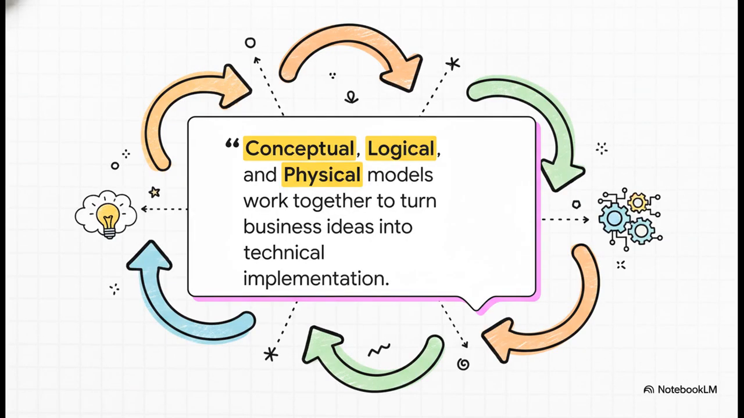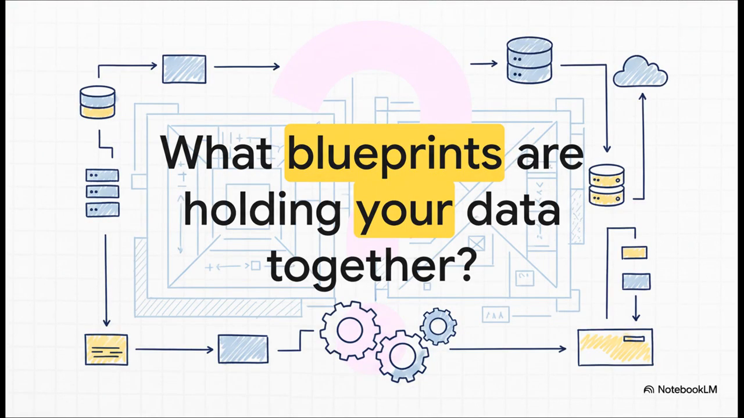And really, that's the core message. These three models aren't just separate bureaucratic steps you have to check off a list. They are one single connected pathway. A powerful system that's designed to carefully and accurately turn a business idea into a technical reality. So the next time you're scrolling through your favorite app, just take a second to think about the invisible architecture that's humming away underneath it all. And it leaves us with one final thought to chew on. Whether you're building a billion-dollar company or just organizing a side project, what blueprints are holding your data together?